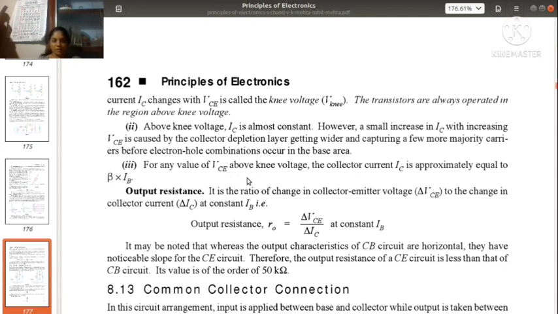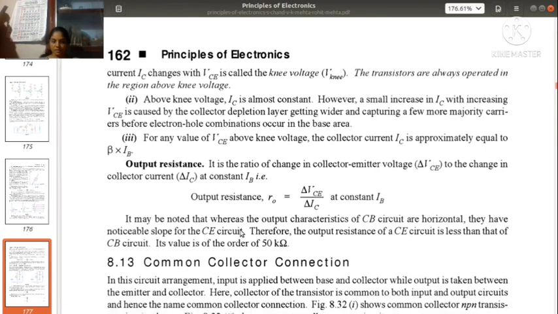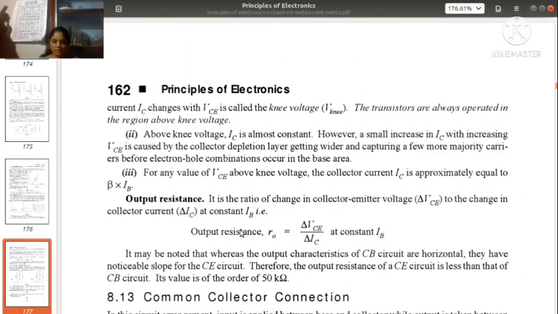For any value of VCE above the knee voltage, the collector current IC is approximately equal to beta times IB, where beta is the current amplification factor. This is obtained from the relation for the current amplification factor. So IC is nothing but beta times IB. Also the output resistance can be measured by the change in output voltage by the change in output current. Here the output voltage is VCE and the output current is IC. So the ratio of change in these values gives you the output resistance. So these are the common emitter characteristics.